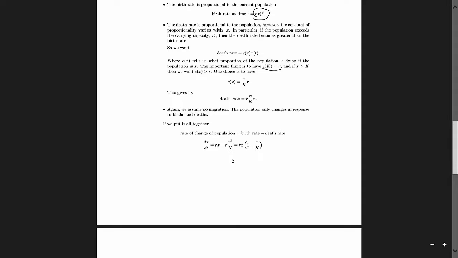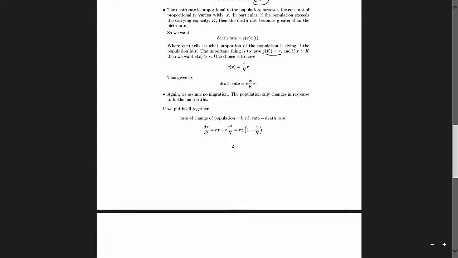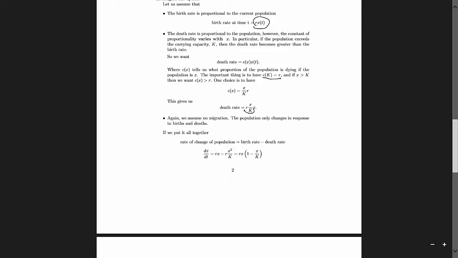Okay, so let's make this constant of proportionality. Again, what we want is when the population gets above k, then this constant of proportionality gets above r. R is the constant of proportionality for reproduction. So we're just going to make the constant of proportionality for death be x over k times r. This is the portion of your population that's dying. So you multiply it by the total size of the population to get the actual rate. All right. And that's your death rate. So it's rx over k times x, okay?